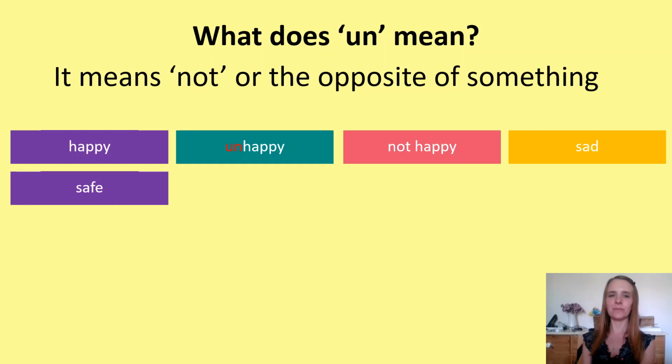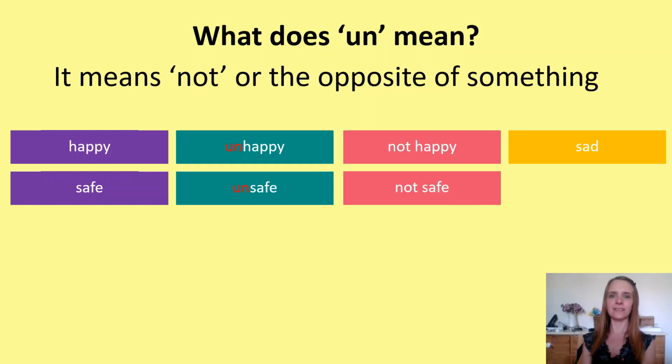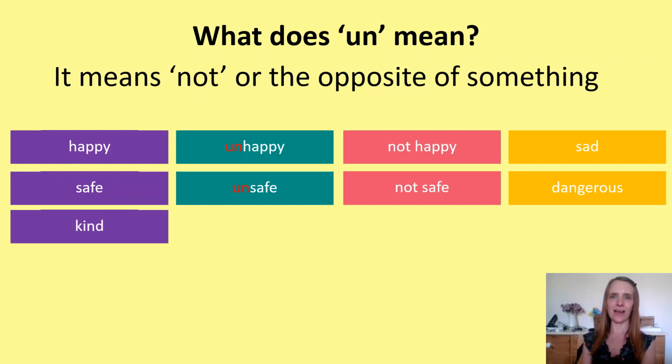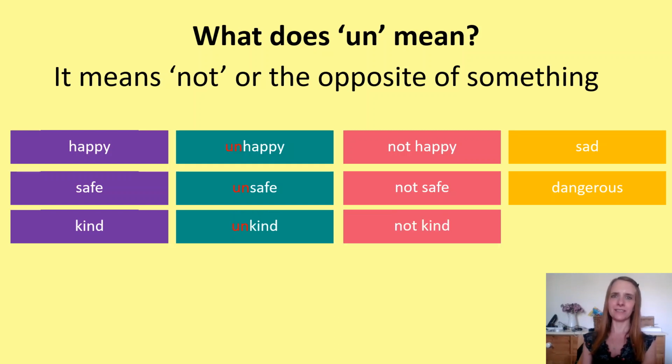So let's look at our next one. So if I had the word safe, what would happen if I added the prefix un to the start? Well done if you said it would become unsafe. And unsafe means not safe or dangerous. One more. Okay, so if I had the word kind, what would it become if I added un to the start? Well done if you said it would become unkind. And unkind means not kind or horrible. So can you see what the prefix un is doing to the word? It's quite clever, isn't it?